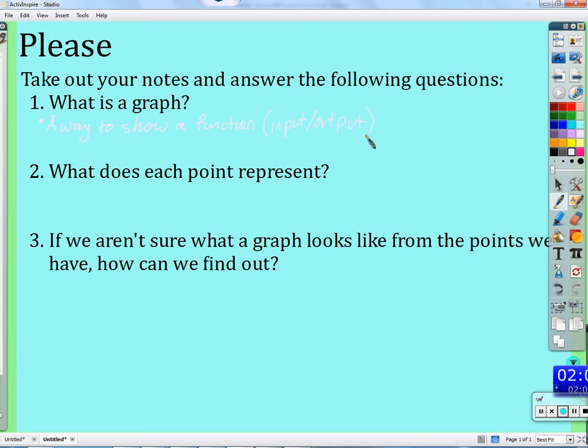And it'll always be a function as long as when we put something in, we get only one thing out. That's the other little part of the definition of a function. You have to get one thing, not several things, and not zero things.